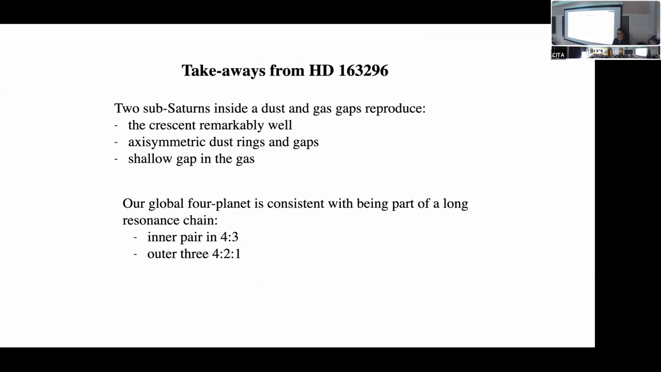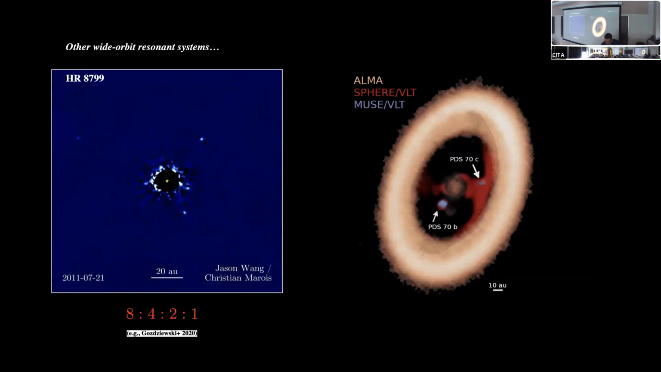Okay, so the takeaways from this part, this application: two sub-Saturns inside a dust gap reproduce the crescent remarkably well. The axisymmetric dust rings and gaps too, and also what is being observed in gas maps, meaning shallow gaps in the gas. And our global model, a 4-planet model, is consistent with being part of a long resonant chain, the inner pair in 4-3, the outer three in the Laplace resonance chain. And it more or less connects to wide orbit exoplanets.